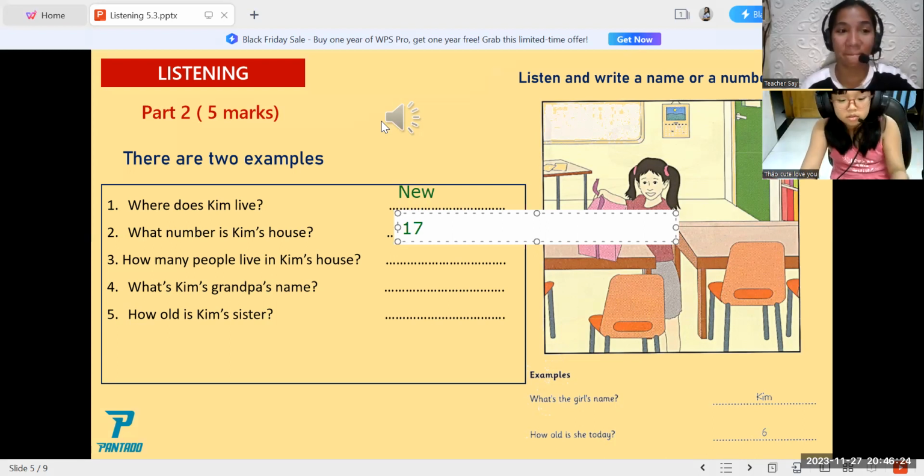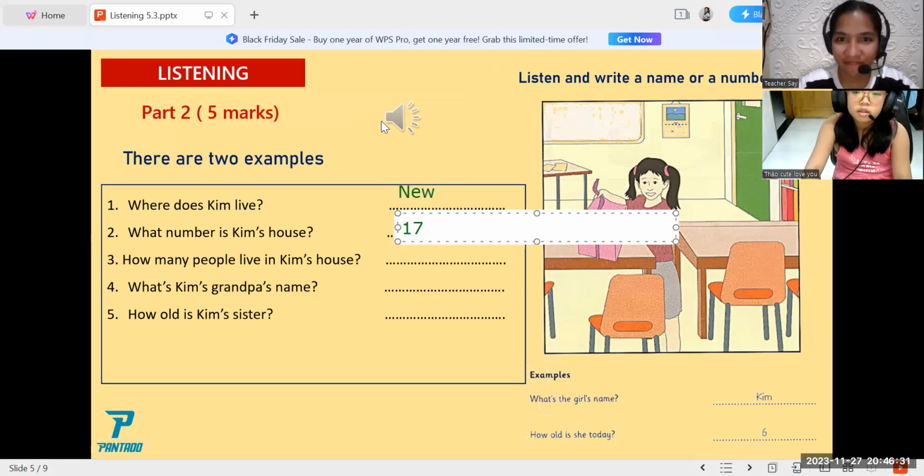Three. How many people live at your house? There are 8 of us. 8? Yes, my grandma and grandpa live with us.